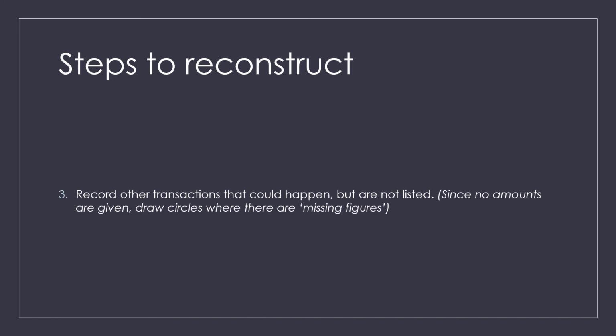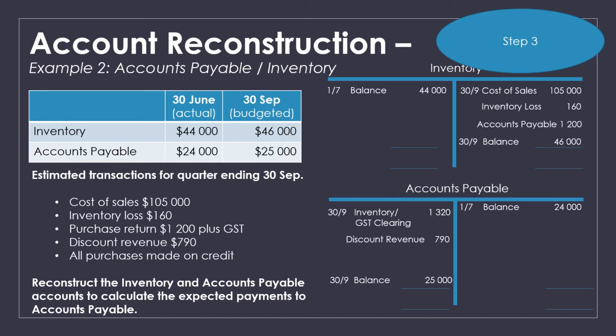Now we're on step 3. Since we know that all purchases are made on credit, we would expect a purchase of inventory on credit in the quarter ending 30th of September. So for this transaction, which is a purchase of inventory on credit, we would have a debit to the inventory account with a cross-reference Accounts Payable. And a credit purchase would also increase the accounts payable, therefore it would be recorded on the credit side with the cross-reference inventory and GST clearing.